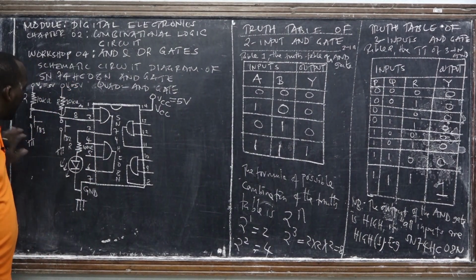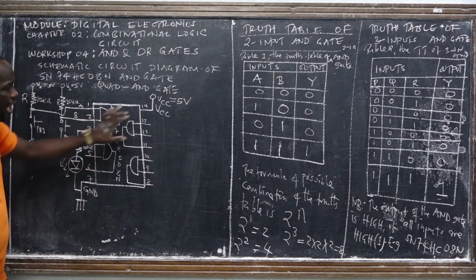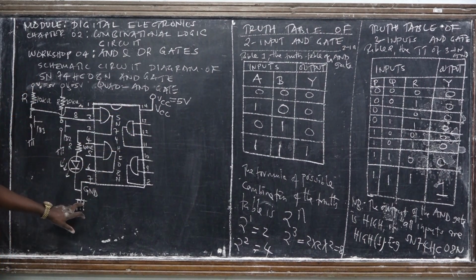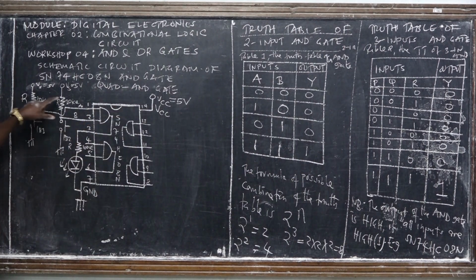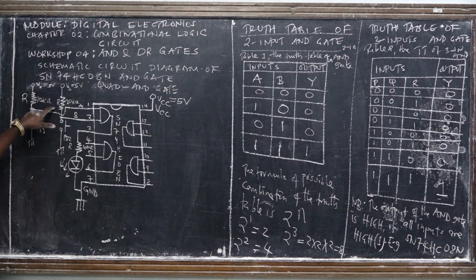Okay. So from this schematic circuit diagram, we have our power source, VCC and ground. Also we have our inputs, input A and input B. We have our controlling unit, which is the AND gate. And we have the output unit, which changes the status of the LED. We have used 2 push buttons and 2 pull-up resistors in order to have 2 inputs. So in the case of 3 inputs, you'll need 3 pull-up resistor networks.